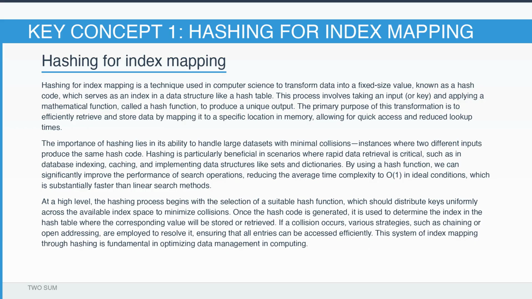Imagine searching for a book in a huge library. Instead of scanning every shelf, you go directly to the shelf indicated by the book's catalog number. This is similar to how hashing allows us to retrieve data quickly, ideally in constant time, or O(1). However, sometimes different keys might produce the same hash code, leading to what we call collisions. To handle this, techniques like chaining or open addressing are used, ensuring that we can still access all the data efficiently. By understanding and applying hashing, we can optimize how we manage and retrieve large datasets effectively.